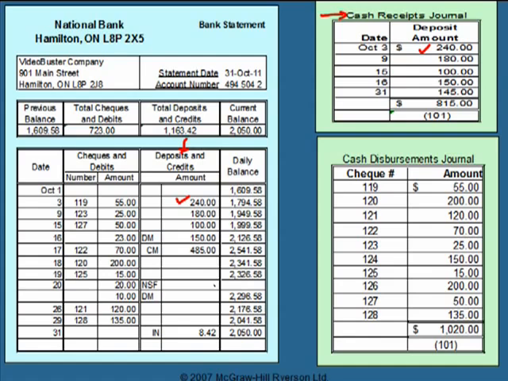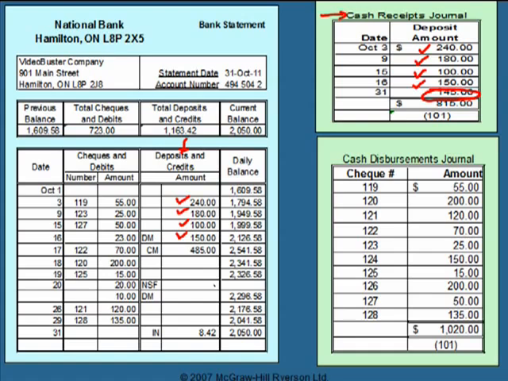and that deposit is in both places, so I'm going to put a check mark by it. The $180 deposit is in both places, so I'm going to put a check mark by it. The $100 is in both places, so I'm going to put a check mark by them. The $150 deposit is in both places, so I'm going to put a check mark by them. When I look for the $145 deposit, it's not on the bank statement, so I'm going to circle it.